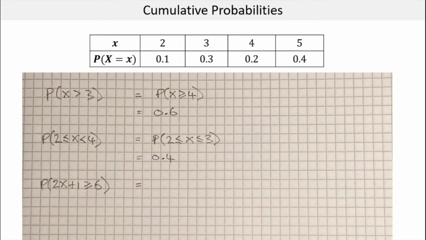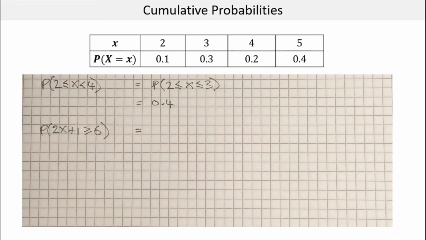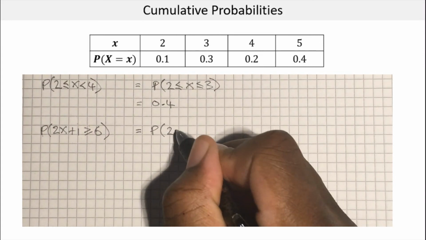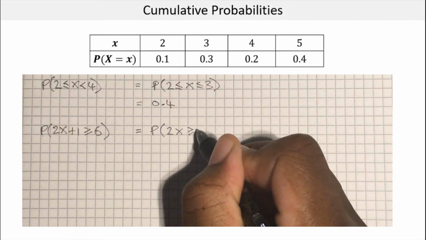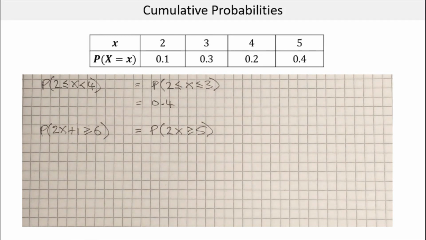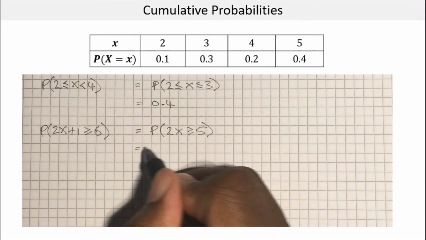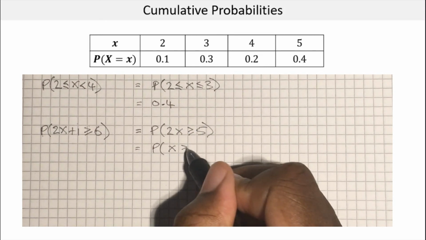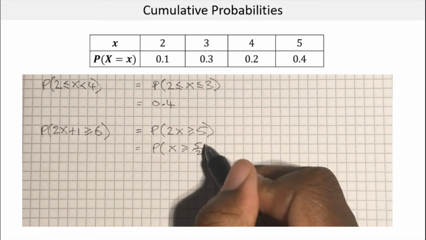This third one, students usually see this and aren't sure how to proceed. But if we just hone in on what we have in the brackets, we just have an inequality that can be rearranged and we can set x to the subject. So let's go ahead and do that first before we think about any probabilities. I'm going to try and isolate the x. So I'm going to subtract 1 from each side and then divide each side by 2. And that gives us the probability that x is greater than or equal to 2.5.